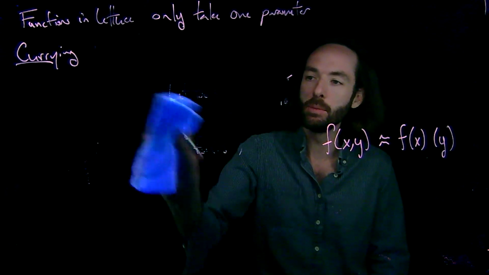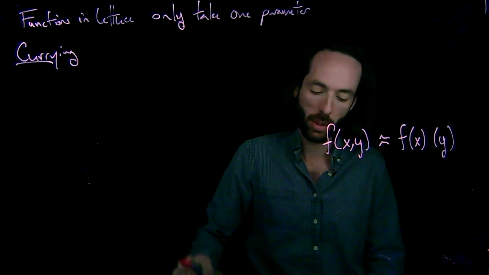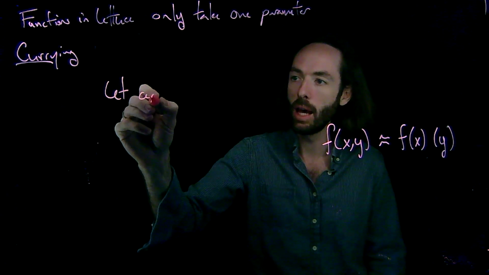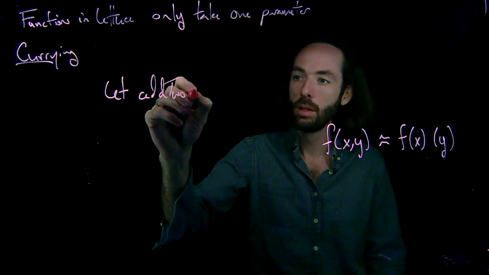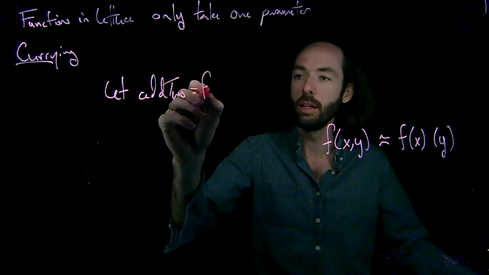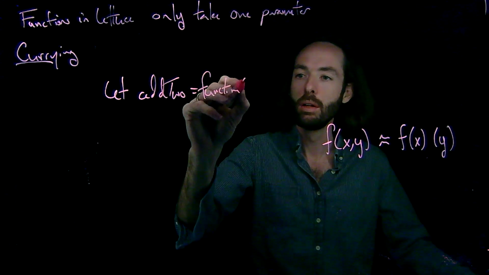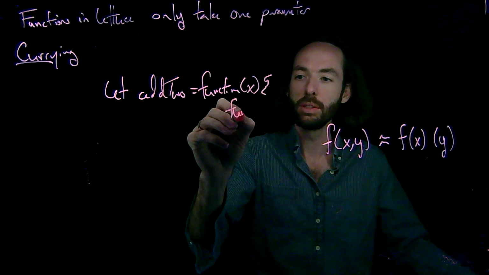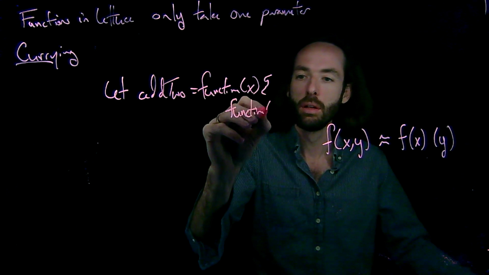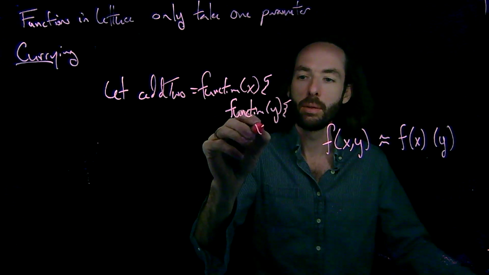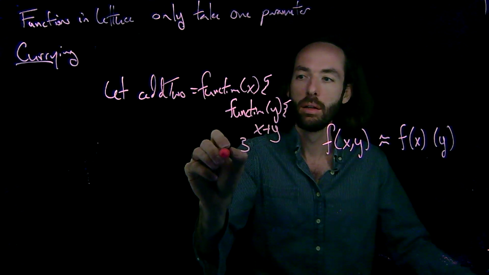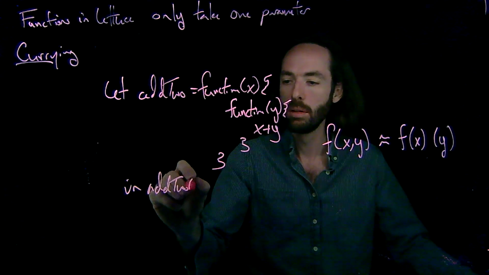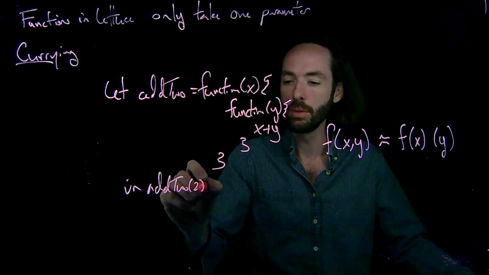So for instance, how do we add two numbers using currying? We could say let add2 be a function that's going to take in a number x, and what is it going to return? It's going to return a function that takes a number y and returns x plus y, in add2 of, let's say, 2 and 3.